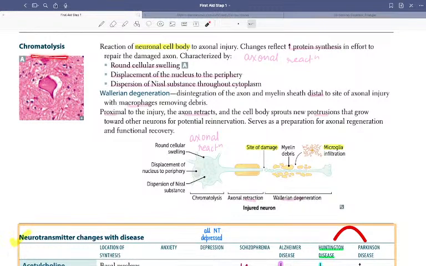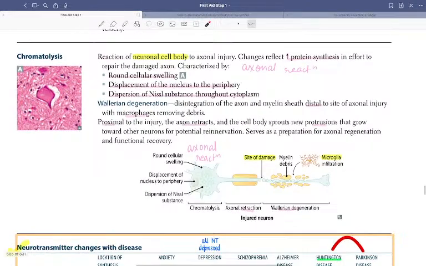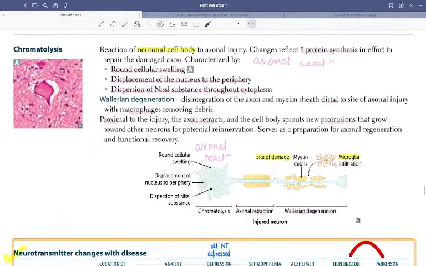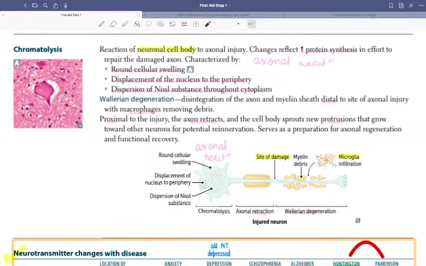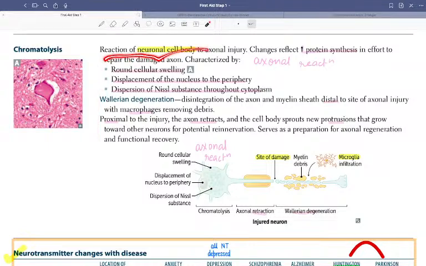Next is chromatolysis. This is important; they had one question on this. Actually, every paragraph has one question or another. Increased protein synthesis. Let's quickly read through this: the reaction of the neuronal cell body to axonal injury. How will the neuronal cell body react? There is increased protein synthesis in an effort to repair, with round cellular swelling.